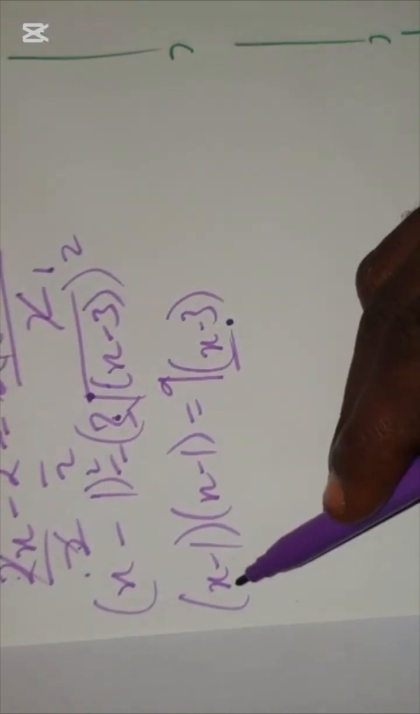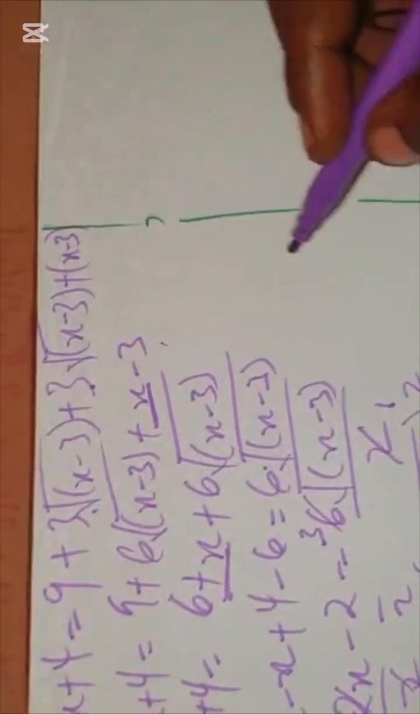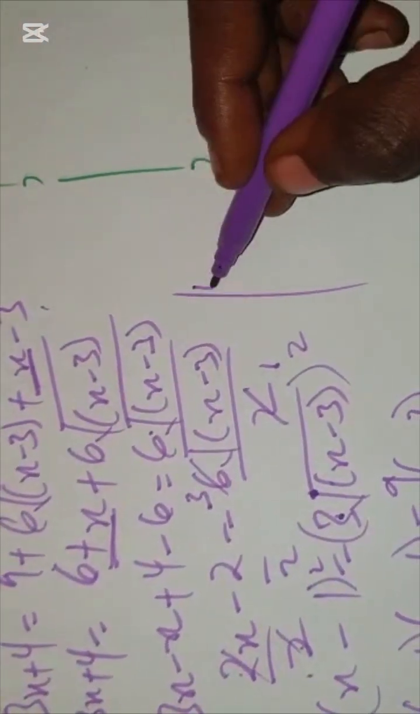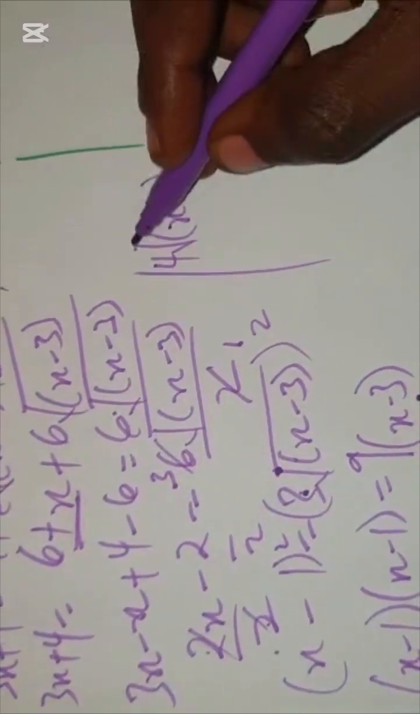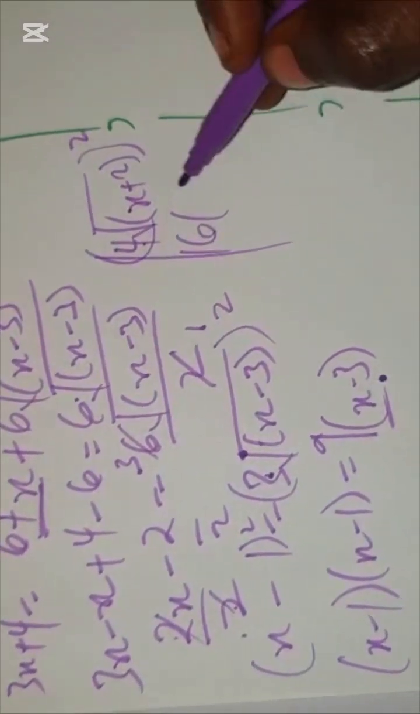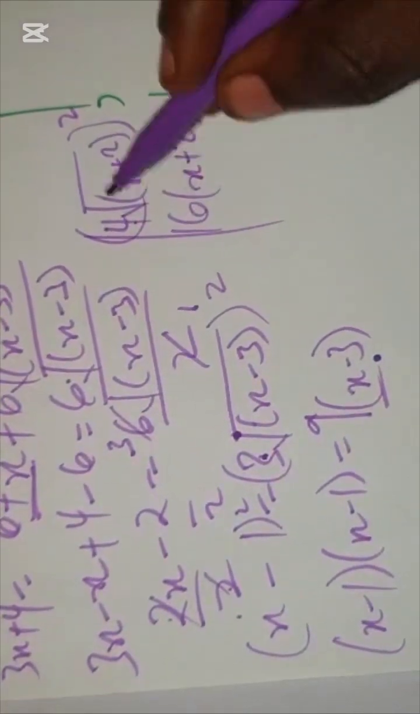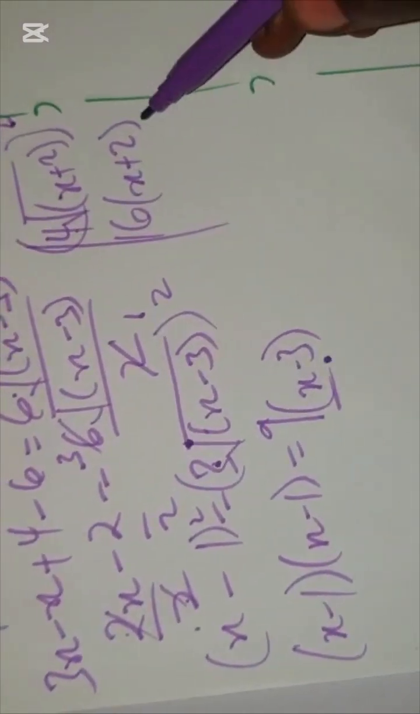Let's say we have 4 root of x plus 2, and we have squared it. It's going to be 16 in the bracket x plus 2, because 4 squared gives 16. 4 times 4, 16. Then x plus 2.